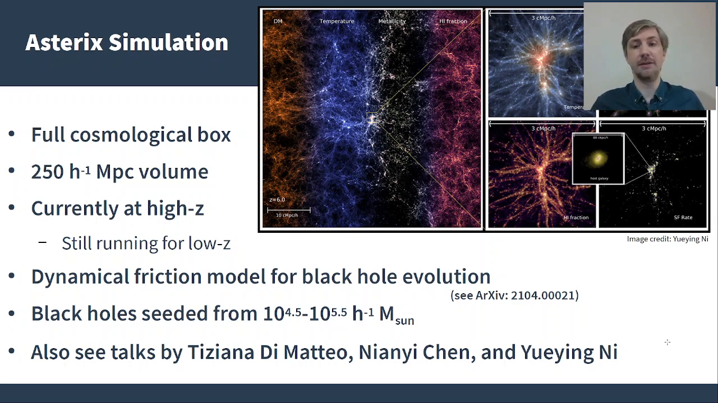Another big change for this simulation is instead of using a single seed mass, when black holes are put into the simulation, they're inserted at a range of seed masses, following a power law between 10^4.5 and 10^5.5 h^-1 solar masses. So we actually have a wide range of low mass black holes that you don't typically find in similar volume simulations.